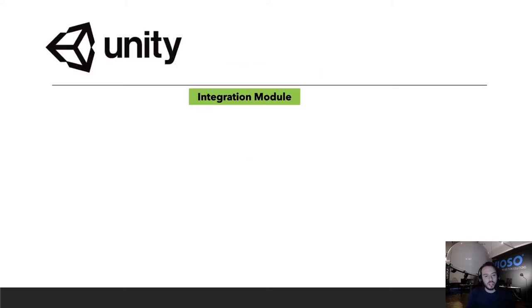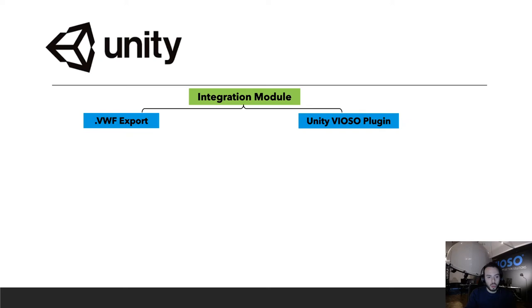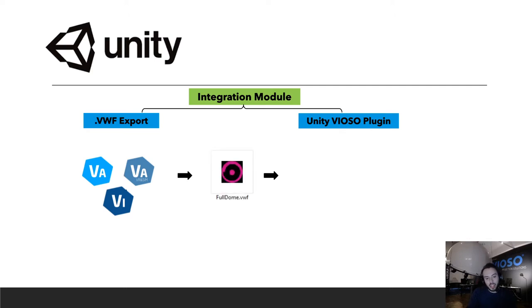Let's look at Unity, for example. What does this integration module look like? So it's actually two parts. The first part is the VWF export, or the VIOSO warp format. This can be accomplished with VIOSO AnyBlend, VIOSO AnyBlend VR and Sim, or VIOSO Integrate. It outputs a .vwf file that has both geometry and blending data, and then it will go to the Unity VIOSO plugin.